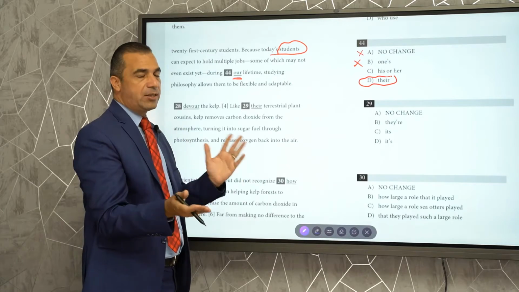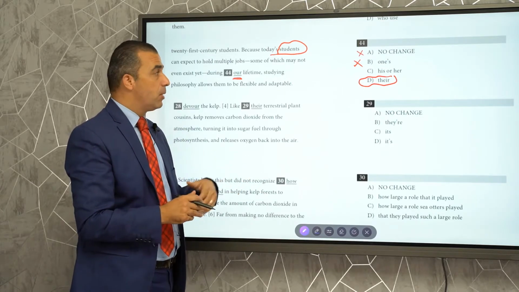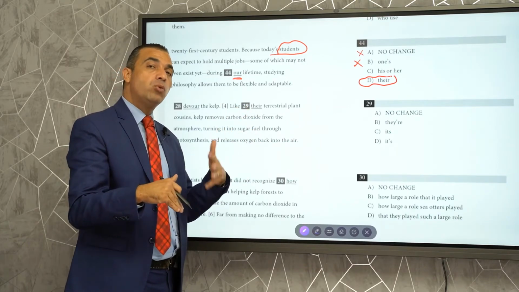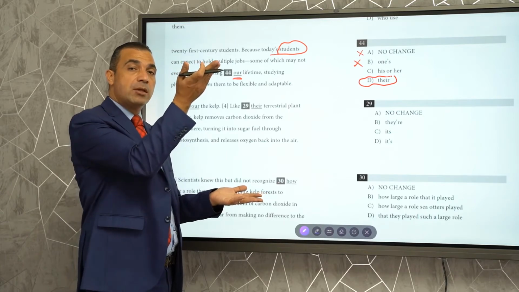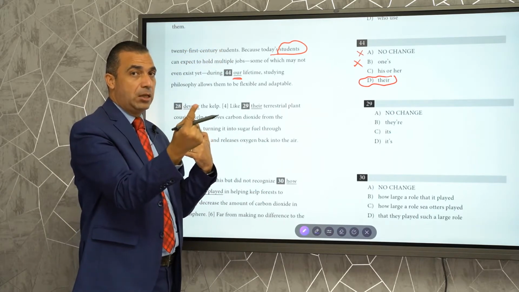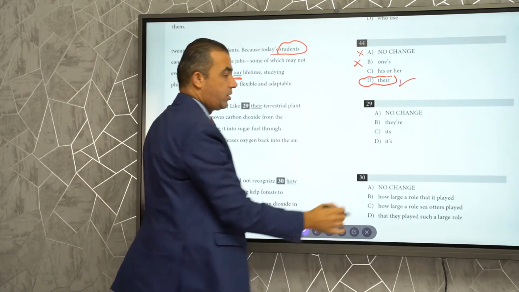If it is singular, I say his or her. But if it is plural, I can say their. Because I'm talking about today's students, it's a plural noun, so I use a plural pronoun. I'm talking about today's students and their time, their lifetime, not our, not one's, not his or her, but their. So there is the right one.